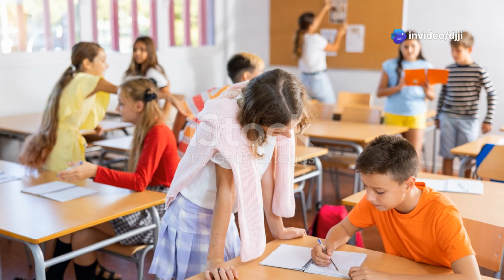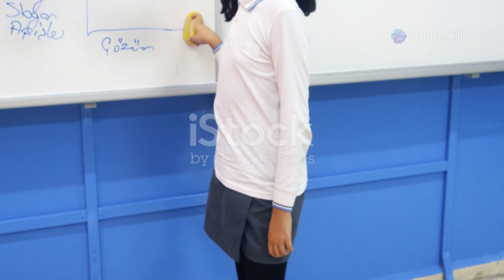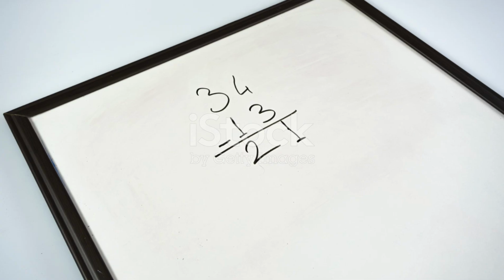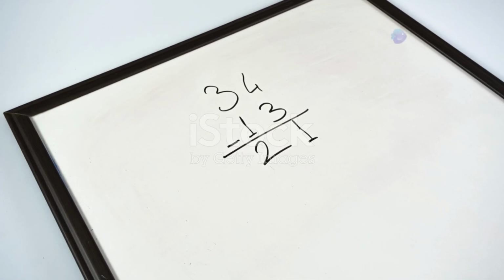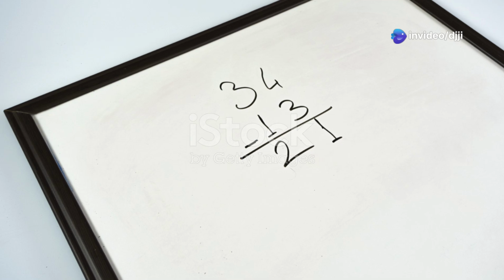For equations with an odd index, we get only one answer. If x cubed equals 27, then x is the cube root of 27, which is 3. Similarly, if y cubed equals minus 1000, then y is the cube root of minus 1000, which is minus 10.